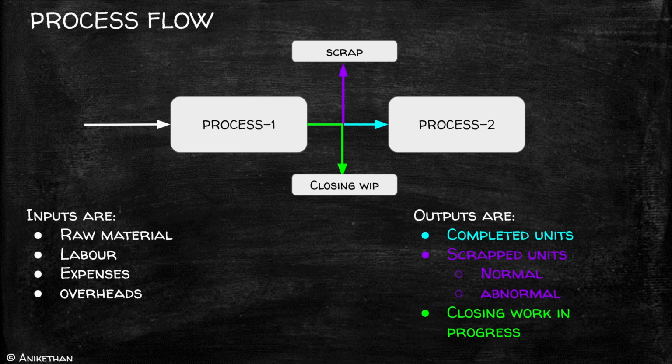So what is scrap? Whenever there is a process, there are certain losses. If these losses are within the normal range, they are called normal loss, or if they are above or below, then they are called abnormal loss or abnormal gain. Also, there may be closing WIP. Let's assume the process was stopped because of accounting period end, and there are some incomplete units which are not completed or not transferred to the next process. Such things are called closing work in progress.